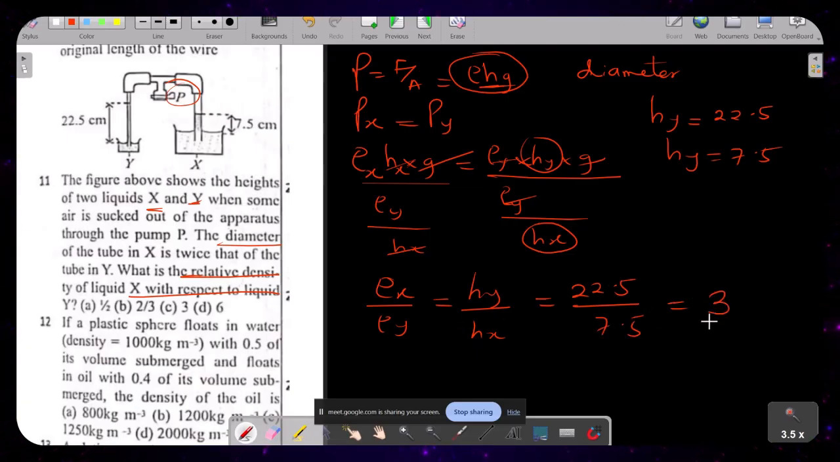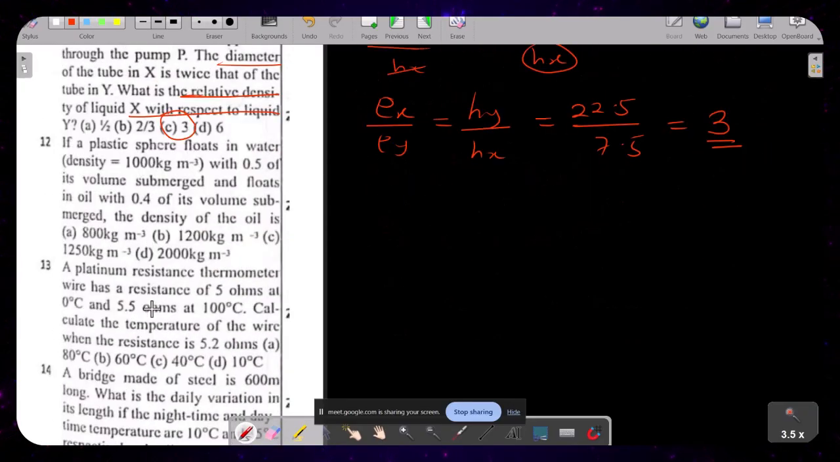So when you divide both sides, it's going to give you 3, and that is why she said it. The option C is the correct option. Okay. All right. So who's going to solve question number 12?